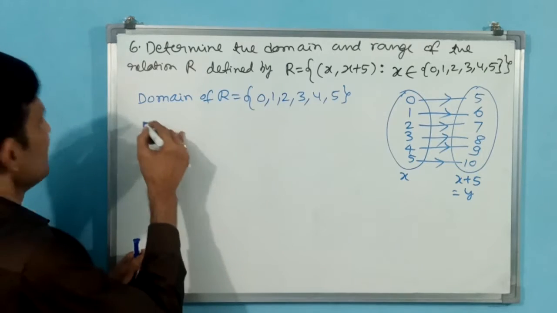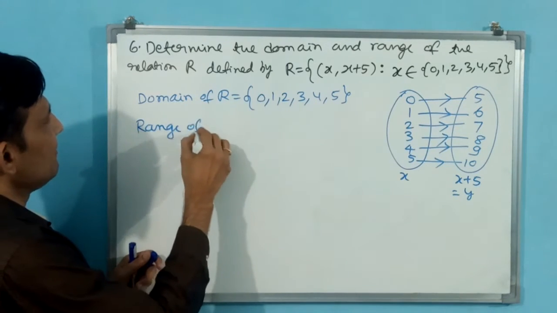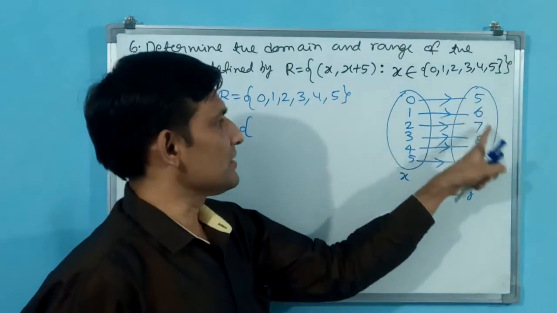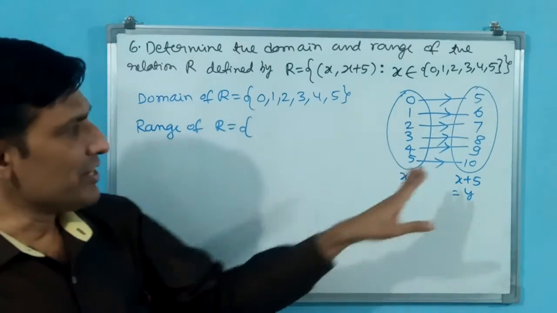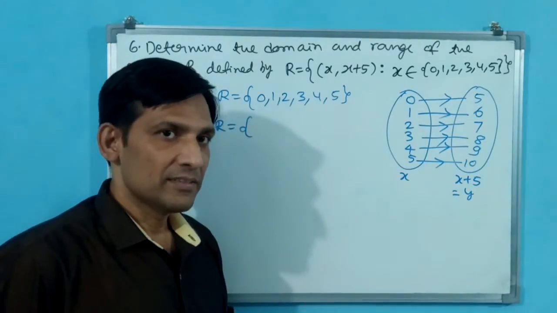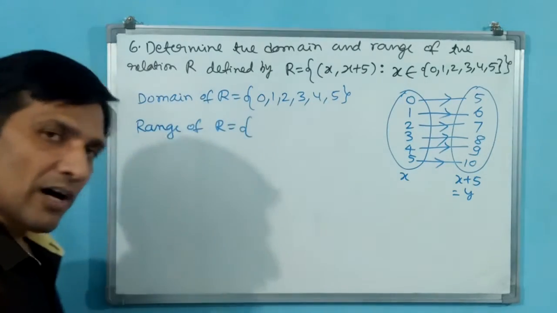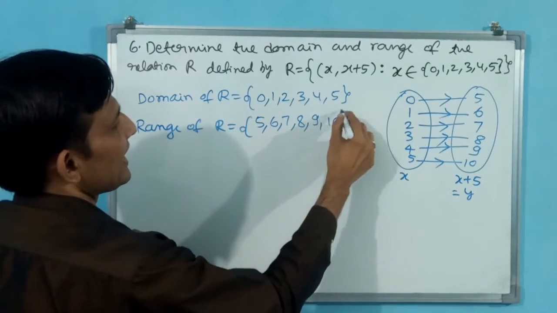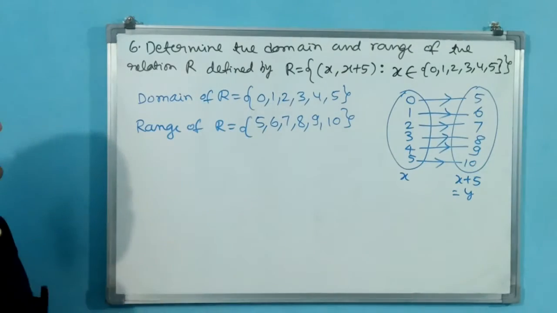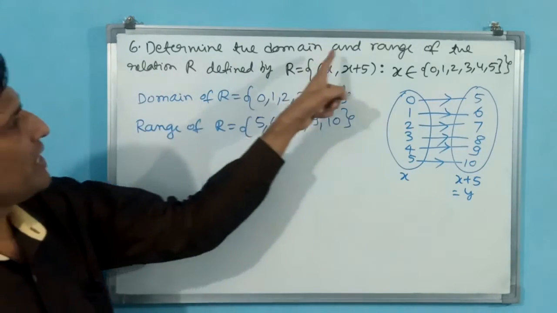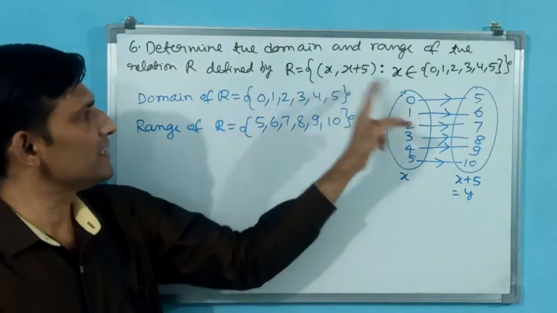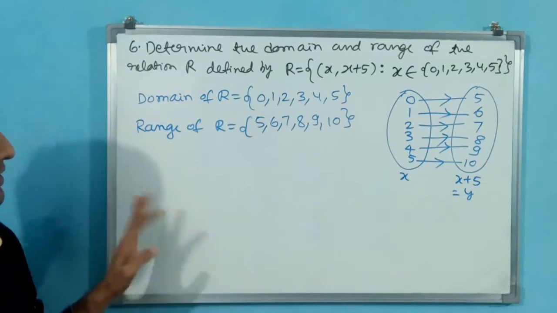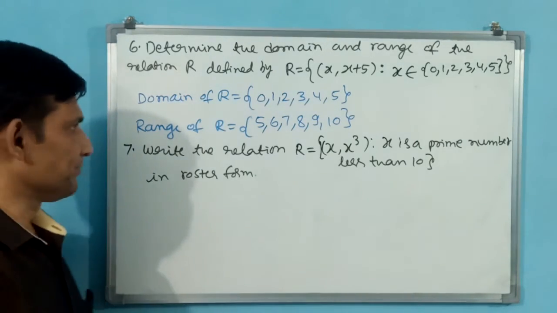Range of the relation, same, again you write range of R, R is the relation here. Now you see what all are there: 5, 6, 7, 8, 9, 10. Any element without relation is existing? No. Then all you have to take: 5, 6, 7, 8, 9, 10, close. You understand? Anything else? Determine the domain and range of the relation. This relation he has given. This relation we have followed and made a relation. Domain and range we have written. Over. Then we go for the 7th question.